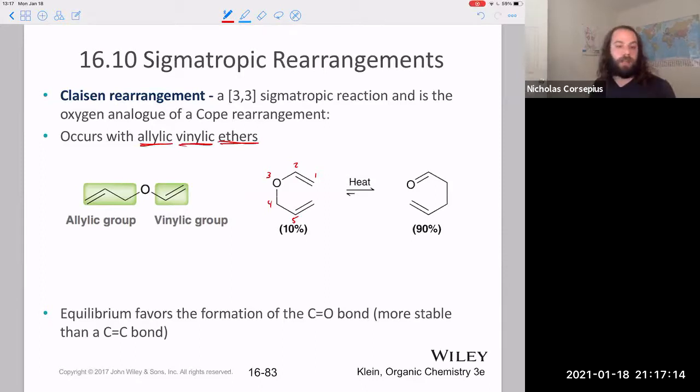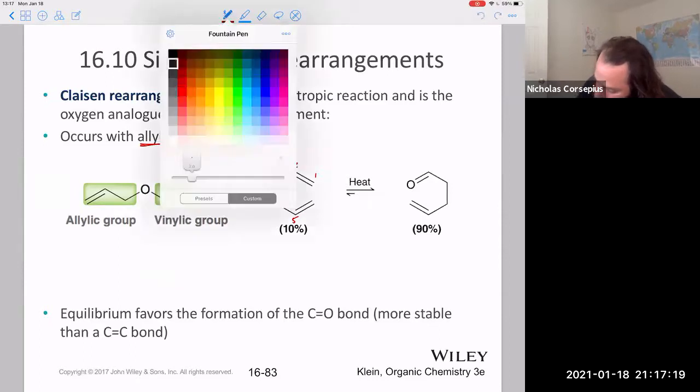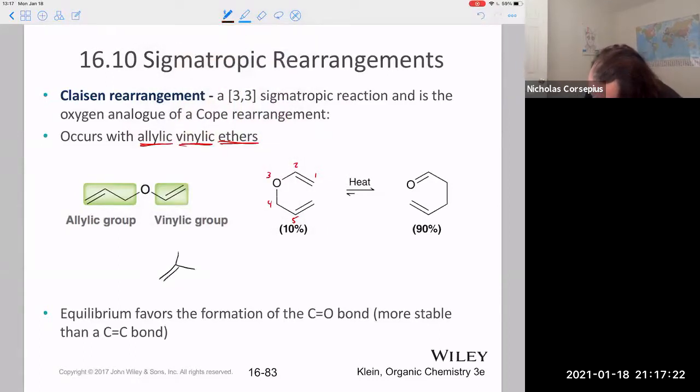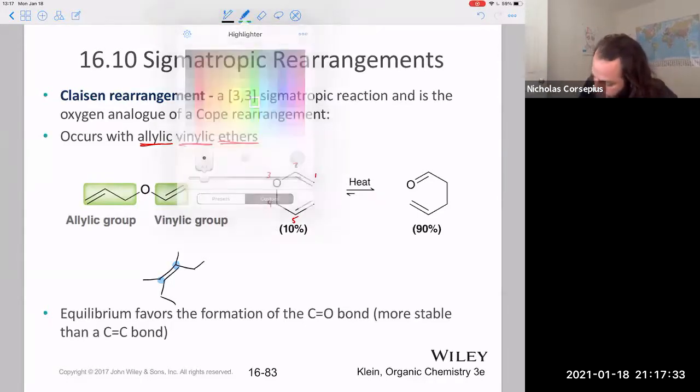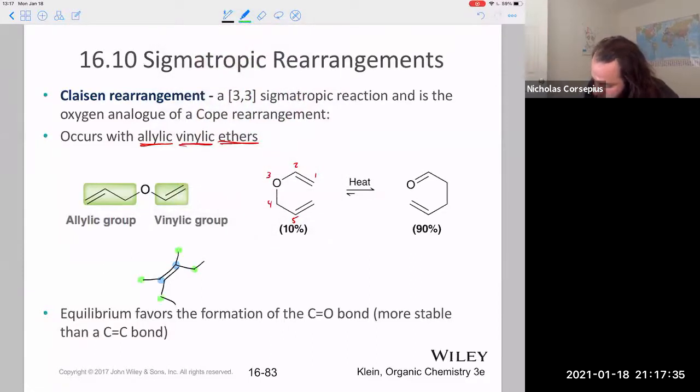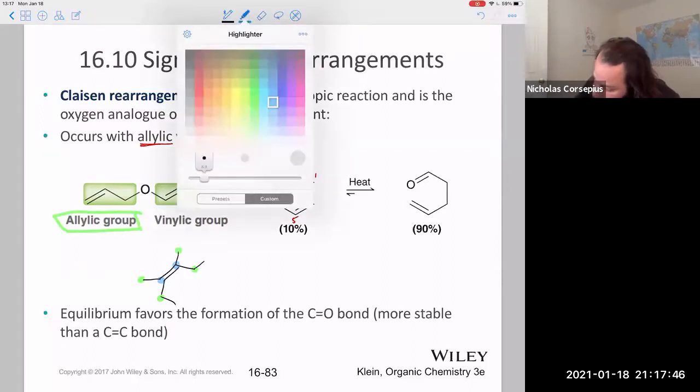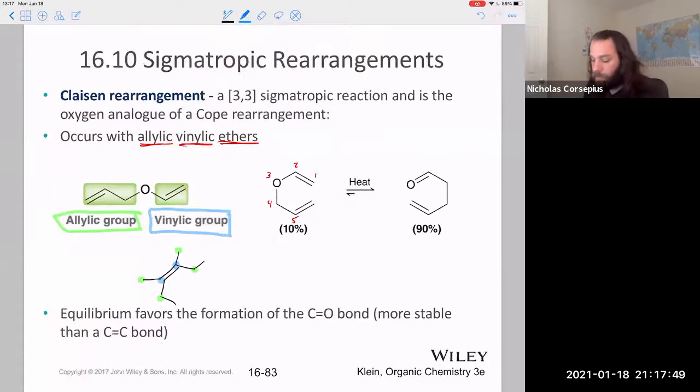So what the crap does that mean? Well, let's just remember that when we have an alkene, let's draw a random alkene here. These positions are called the vinyl positions, the vinyl carbons. And these positions here are called the allylic carbons. So an allylic vinylic ether is an ether where one half of it is an allylic group, and the other half of it is a vinylic group, or has that oxygen bound to a vinylic carbon.